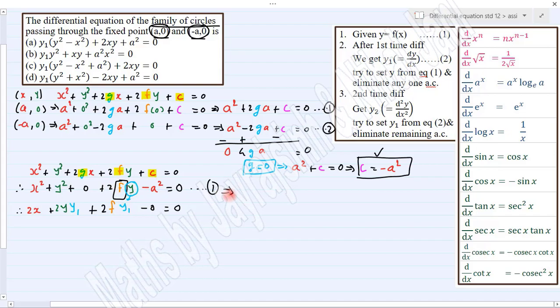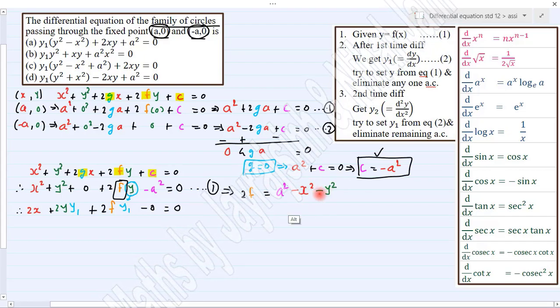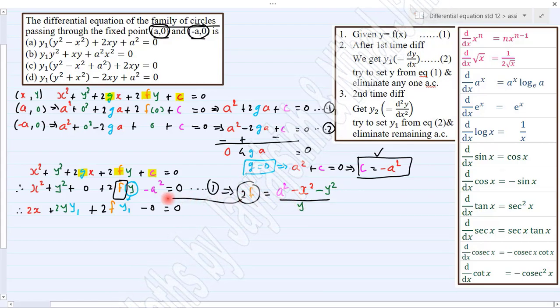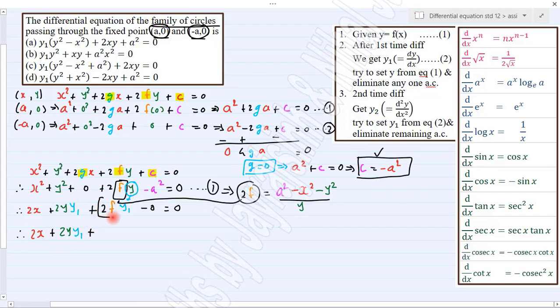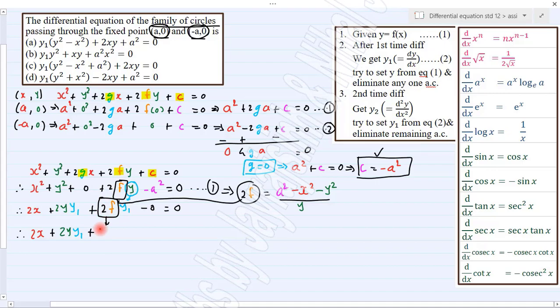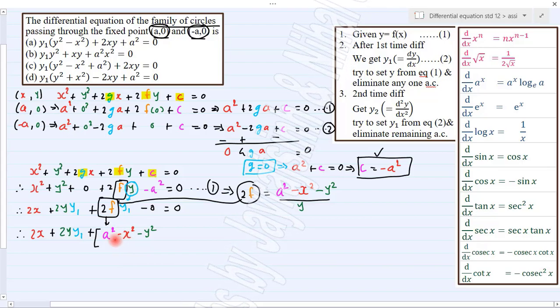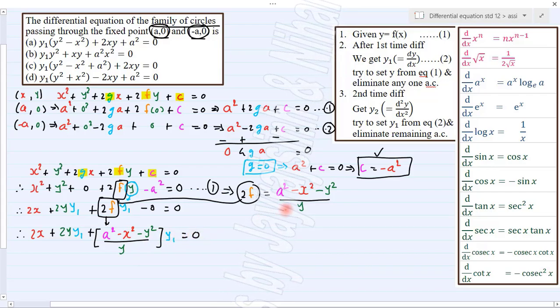So we are going to use our equation number 1. From equation number 1 we can say your 2f is simply a square minus x square minus y square upon y. Now let's substitute this value in our term. So we will get 2x plus 2y1 plus, instead of 2f we have to substitute a square minus x square minus y square, whole divided by y, into y1 is equal to 0.